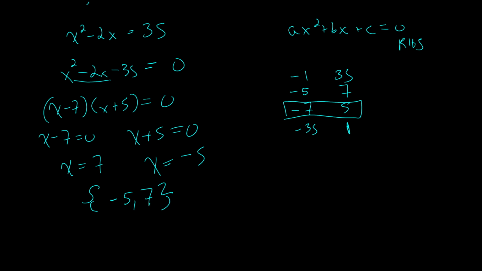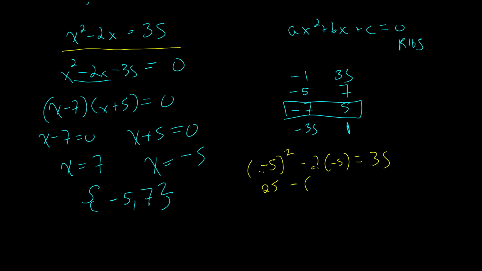Well, let's check that. Let's plug that back into the original. So I'll start with the negative 5. So I'll substitute my answers in. Negative 5 squared minus 2 times negative 5 equals 35. Well, negative squared, negative times a negative is positive, so that's 25.